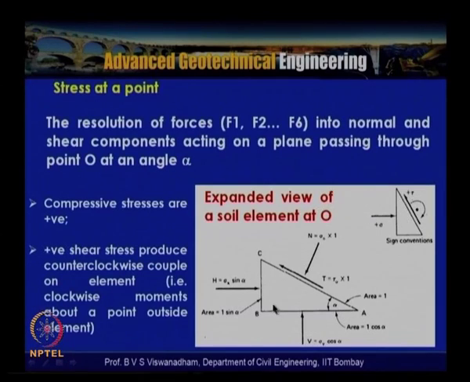It shows the element A, B, C, where on plane AB the vertical force V is acting. If this area is, say, unit area and this is inclined at alpha, then the area of AB is 1 cos alpha and the area of BC is 1 sin alpha, and the area of AC is 1. So the vertical force is nothing but stress into area, and the horizontal force is nothing but horizontal stress into area.